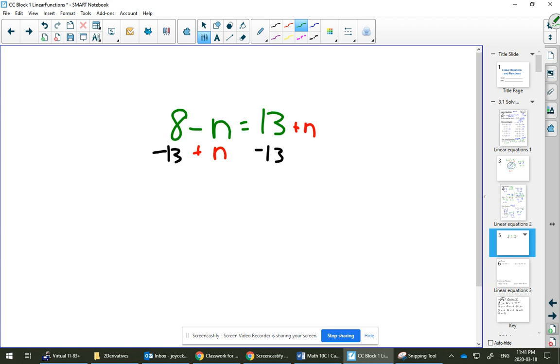So 8 minus 13 is negative 5. My n's have canceled out, and I'm left with a positive n on this side. That's just because I have a tendency to forget to divide by that negative 1. Again, there's more than one way to do these questions. As long as your math is correct, I'm good with it.